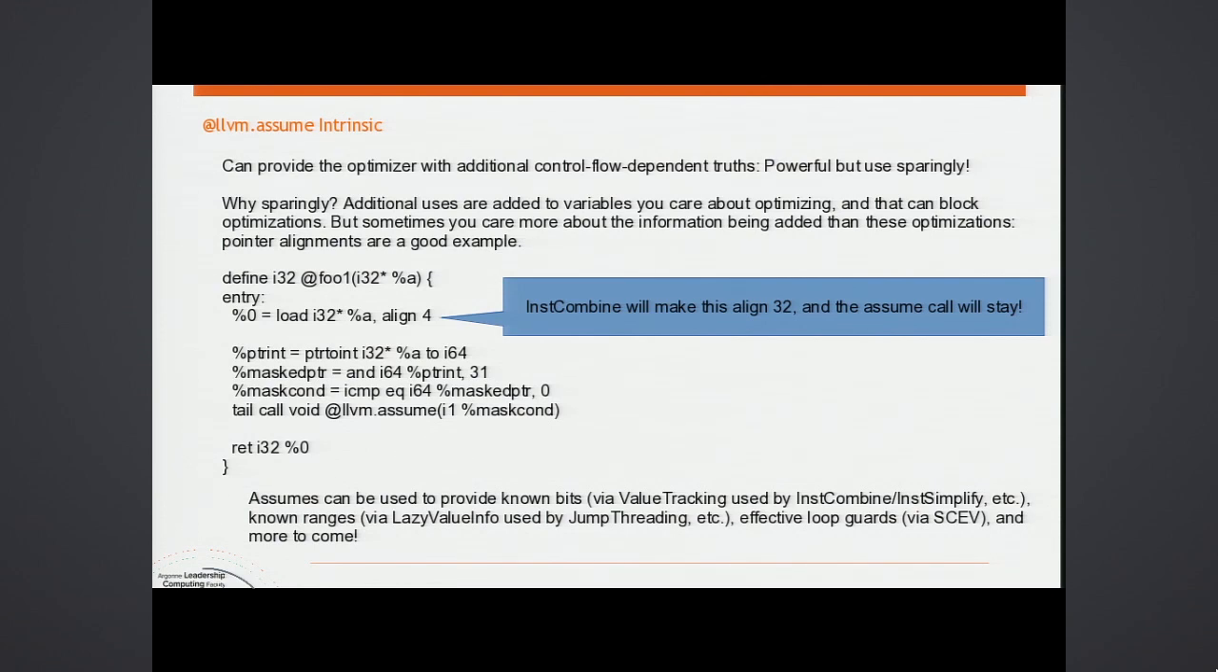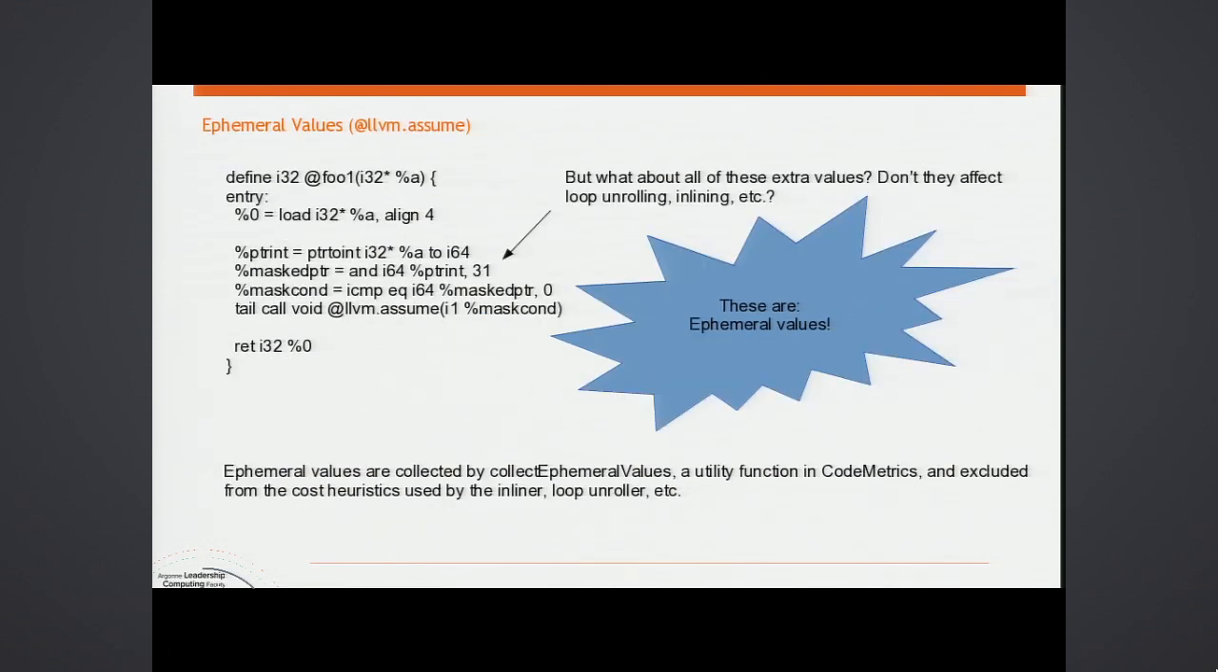They can be used to feed known ranges into lazy value info, which is used by jump threading and others, and SCCP. And they can be used to substitute for actual loop guards, and scalar evolution understands that. And there's more to come.